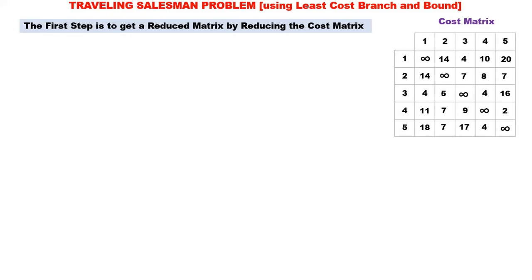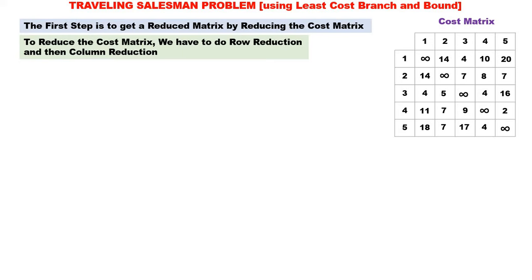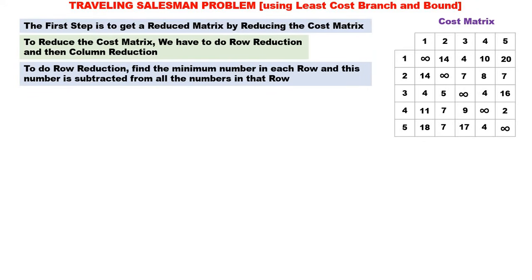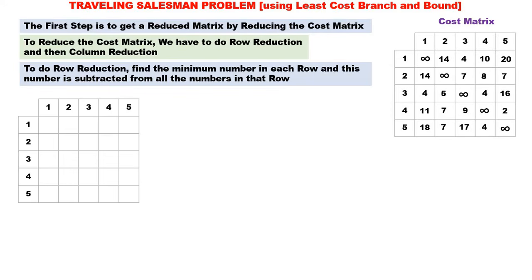How to reduce the cost matrix? To reduce the cost matrix, we have to do row reduction and also column reduction. To do row reduction, find the minimum number in each row and subtract this number from all the numbers in that row. I think we shall do it, then you will understand easily. So this is our cost matrix. First we will write down all the elements of the cost matrix.